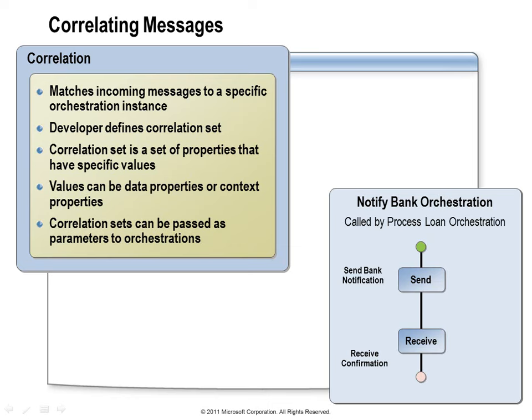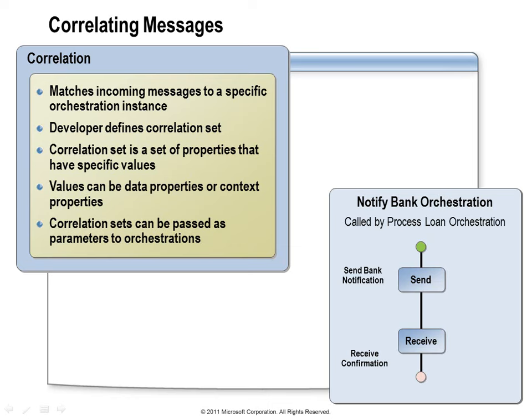So you'll need to set up a few things to get correlation to work. One thing you'll have to do is define a correlation type, and the correlation type specifies the set of message context properties, the property fields that the orchestration engine should use to match up the request and the response messages. And then once you have that set up, you need to create a variable of that correlation type. That variable will be known as a correlation set.